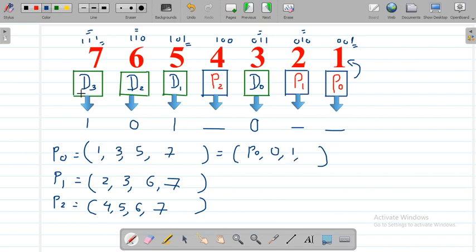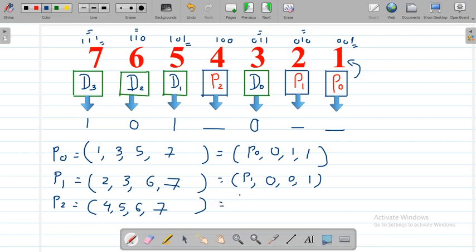At 7 it is D3. The value of D3 is 1, which is known. So we can insert these values of 3, 5 and 7. Similarly for P1, position number 2 is P1, which we don't know, so I will write P1 as it is. Then 3, 6 and 7: 3 it is 0, 6 it is 0 and 7 it is 1.